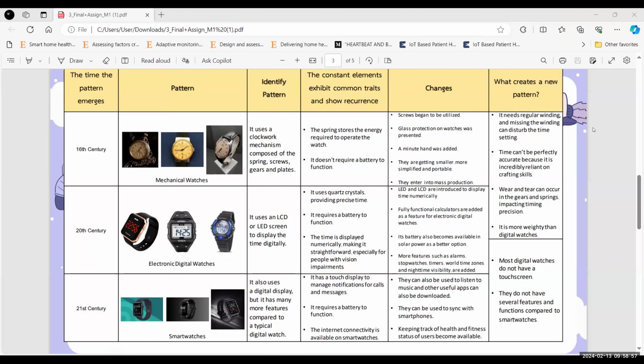Okay, can we skip changes within a pattern and constant elements? No, common traits? Skip the common thread. Yeah. Common thread and the change. Yeah.